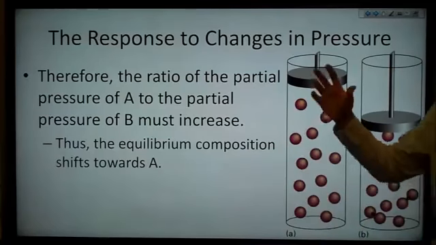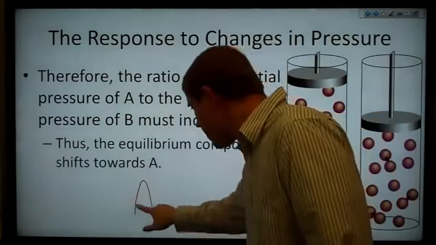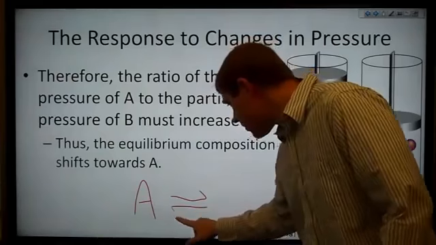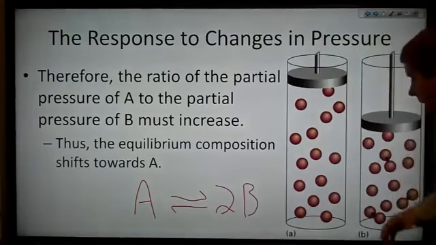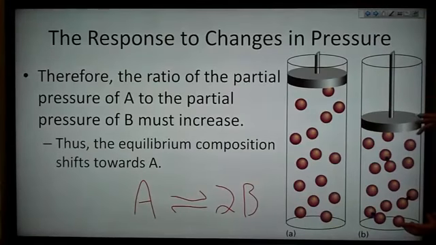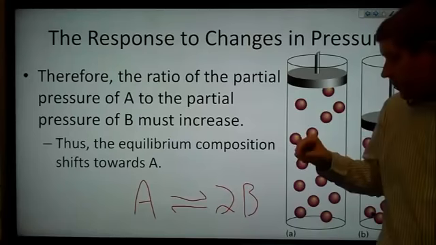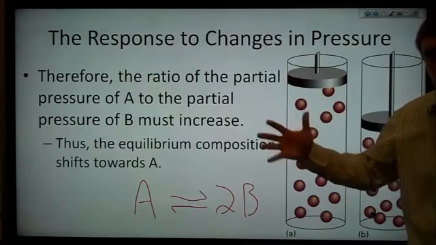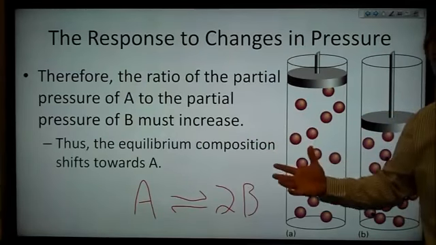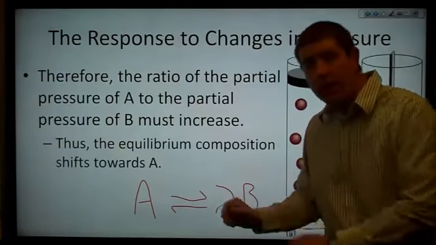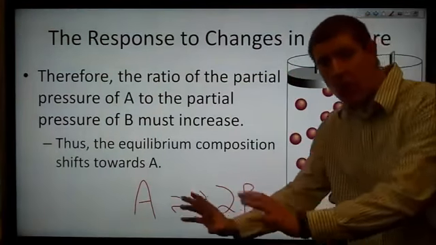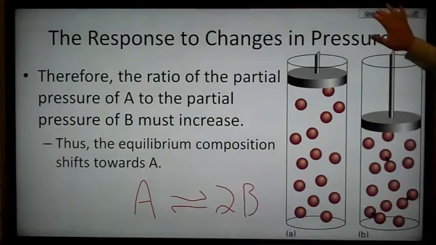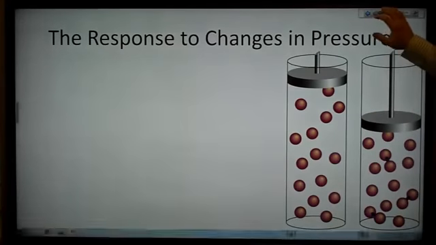So if we have A in equilibrium with 2B, and we squeeze our container, so we're increasing the pressure, our system is going to try to respond by Le Chatelier's principle to remove that extra stress, to remove some of the gas molecules. That will shift us over towards the A side, the reactant side.